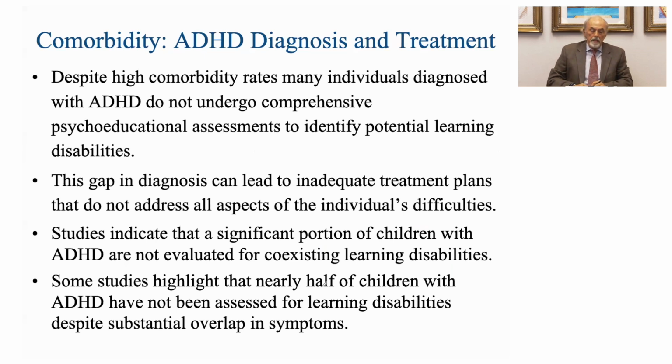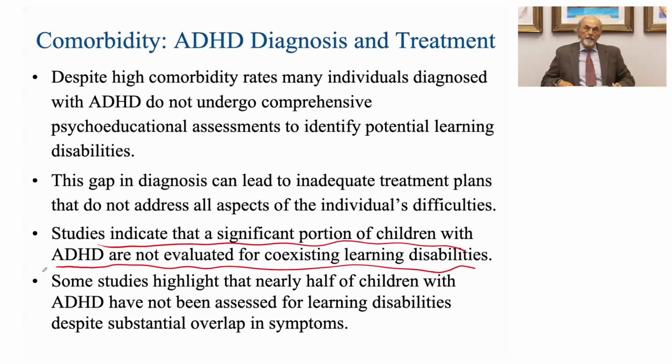This gap in diagnosis can lead to inadequate treatment plans that do not address all aspects of individuals' difficulties. Studies indicate that significant portions of children with ADHD are not evaluated for coexisting learning disabilities. What does that mean? That means that if a child is diagnosed with ADHD and their learning profile is not checked, there's not only the possibility, but the probability that children could be medicated without having also looked at their learning profile. In fact, some studies highlight that nearly half of the children with ADHD have not been assessed for learning disability despite substantial overlap in symptoms.